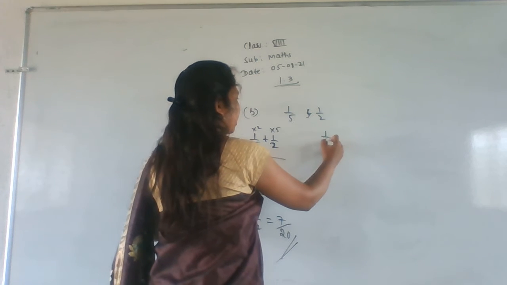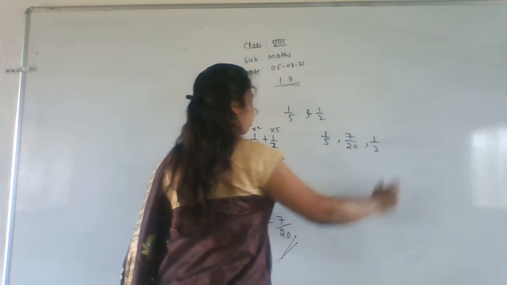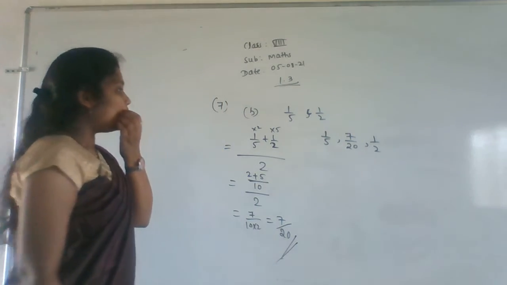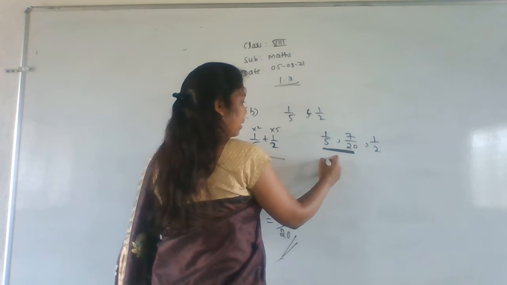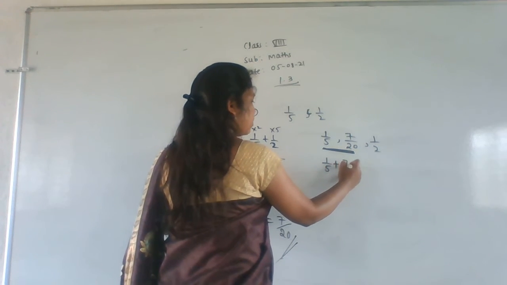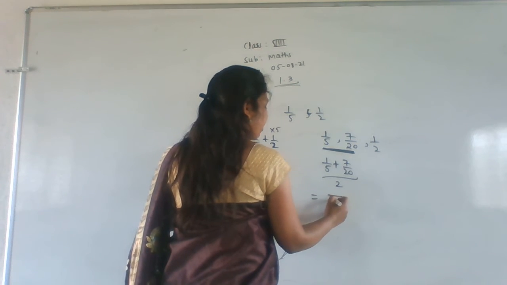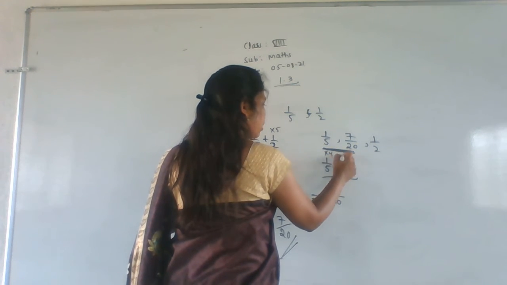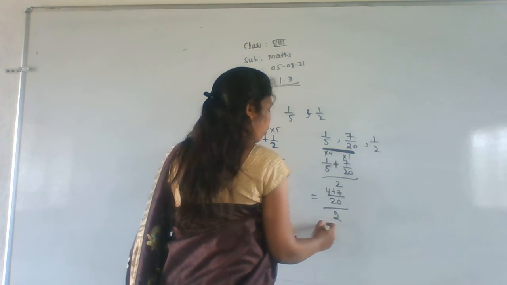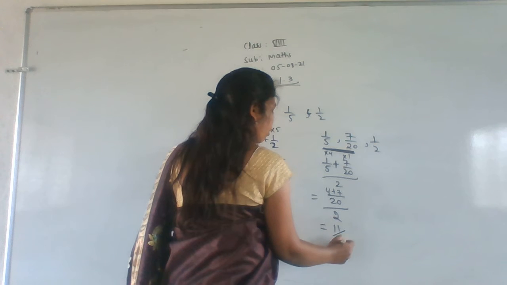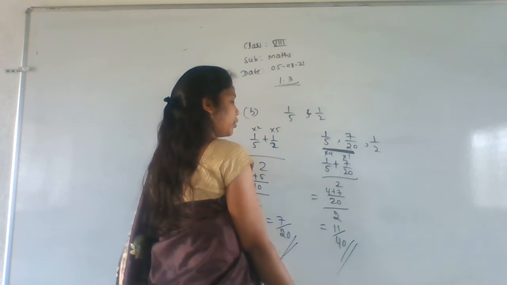Right? So we are getting here 1 by 5, 7 by 20 and 1 by 2. Right? Next, one more we have to find. So now consider these two rational numbers. That is 1 by 5 plus 7 by 20 divided by 2. So 20 is the LCM, 5 4s are 20, 1 20 is 20, so 4 plus 7 divided by 2. That is nothing but what? 11 by 40. 11 by 40 is another rational number.